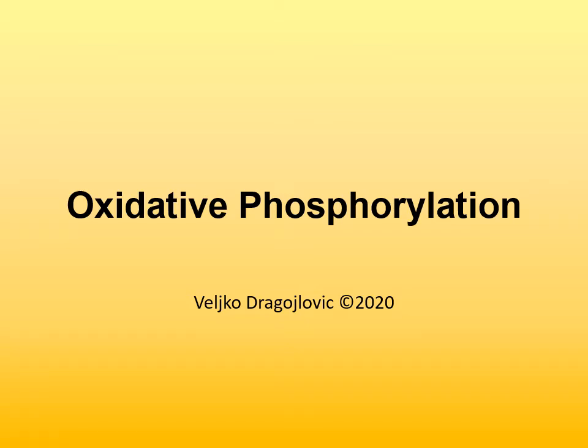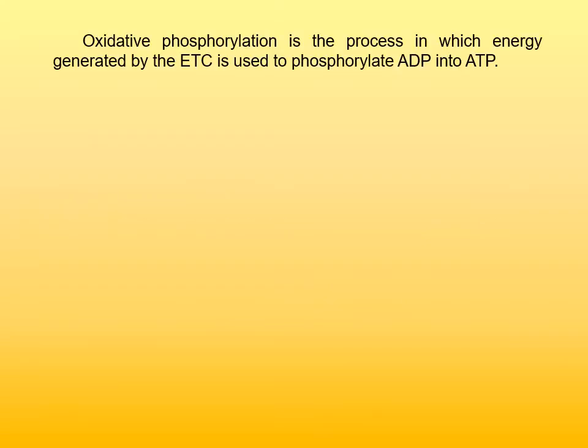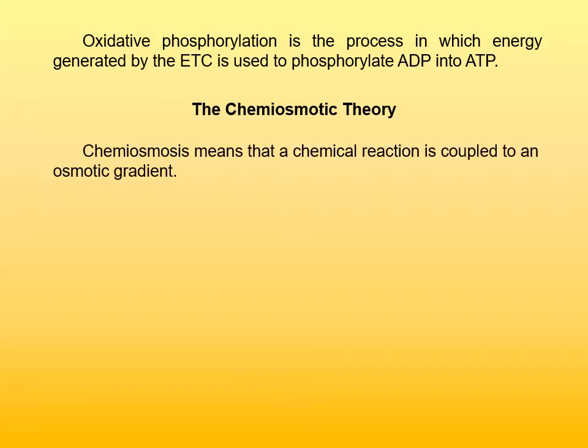In this lecture, we will examine oxidative phosphorylation. Oxidative phosphorylation is the process in which energy generated by the electron transport chain is used to phosphorylate ADP into ATP. It is explained by the Chemiosmotic Theory. Chemiosmosis means that a chemical reaction is coupled to an osmotic gradient.